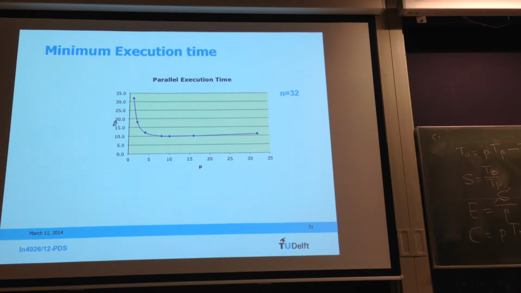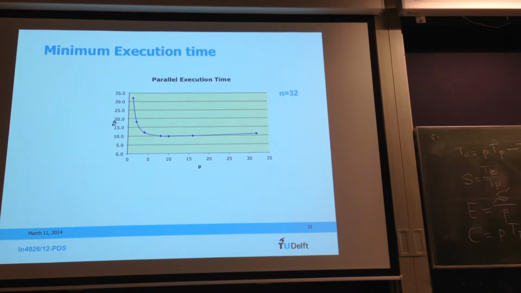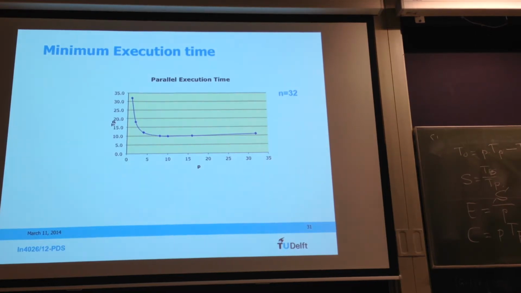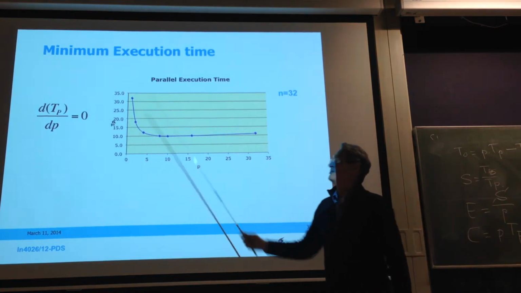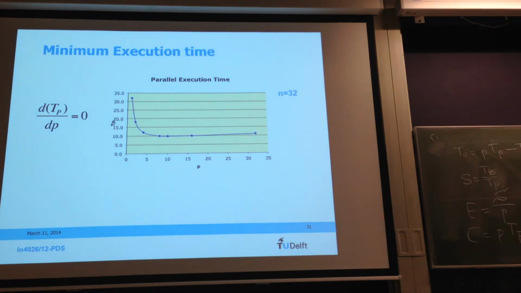Now, how do we derive the minimum execution time? By looking at the figure, but that was not my question. In general, take the derivative of the parallel execution time against p, and equal it to 0. That you all learn at high school.